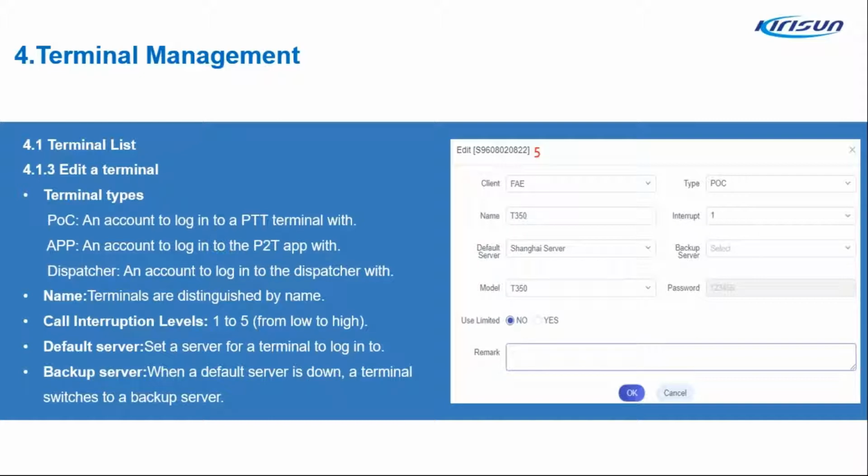Second one, name. Terminals are distinguished by name. Call interaction levels. There are 1 to 5 levels. 5 is the highest level. Default server. We can set a server for a terminal to log into. Backup server. When a default server is down, a terminal switches to a backup server.